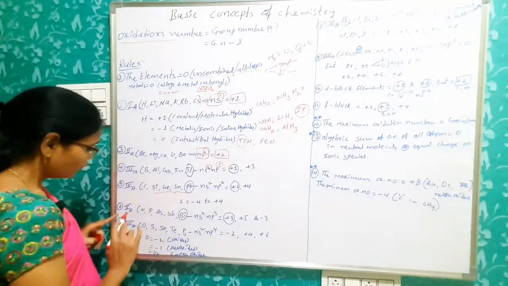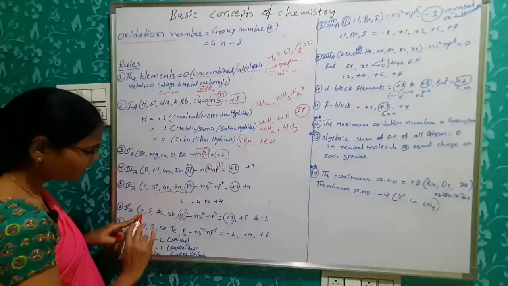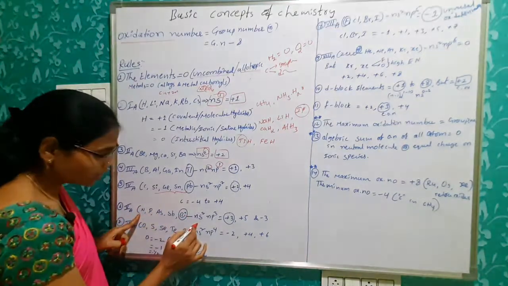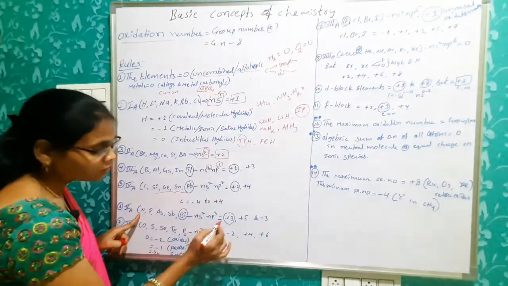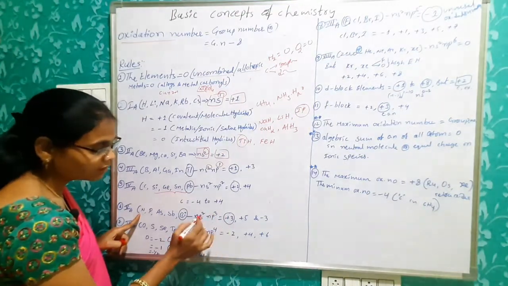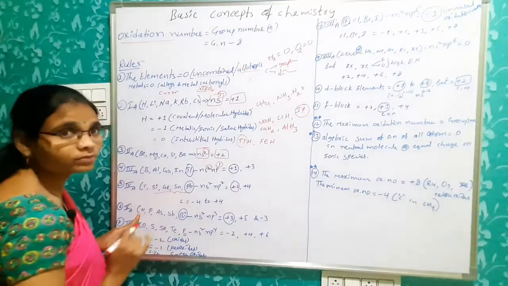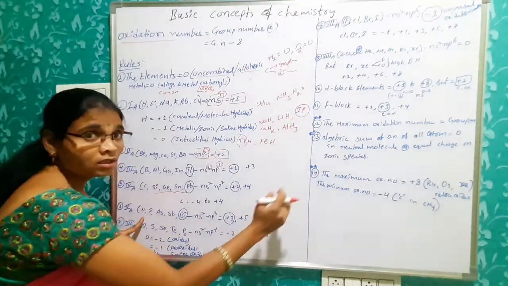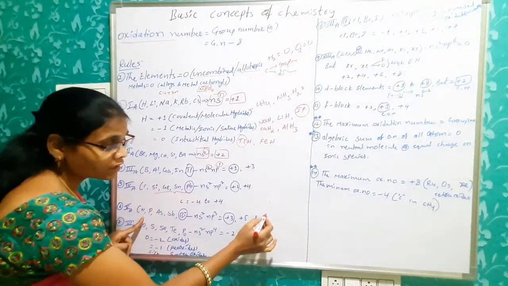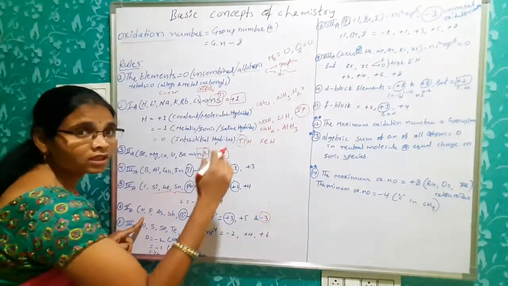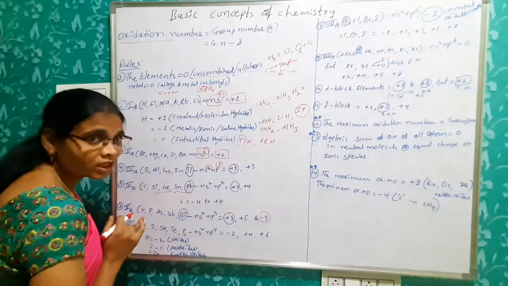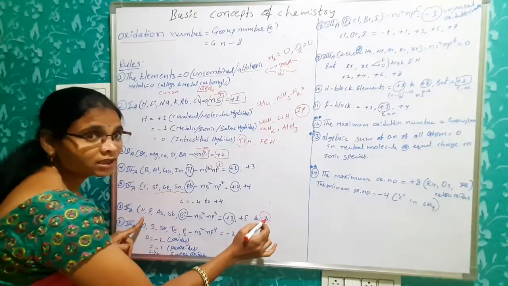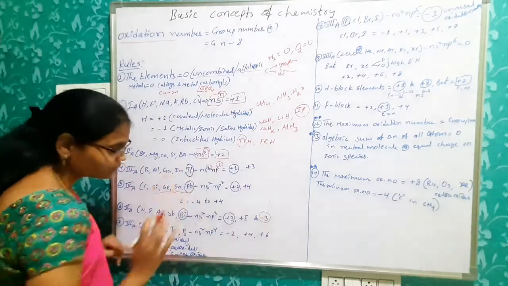Now 5A group elements: nitrogen, phosphorus, arsenic, antimony, bismuth. They have ns2 np3 configuration. By loss of 3 electrons +3, by loss of all five electrons +5. These 5A group elements are near the zero group elements, so by gaining 3 electrons they get the nearest inert gas configuration. So along with +3 and +5, they show -3 oxidation number.